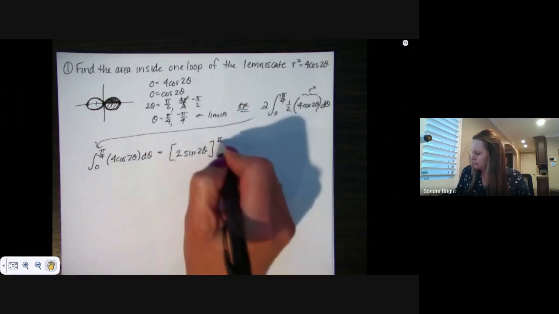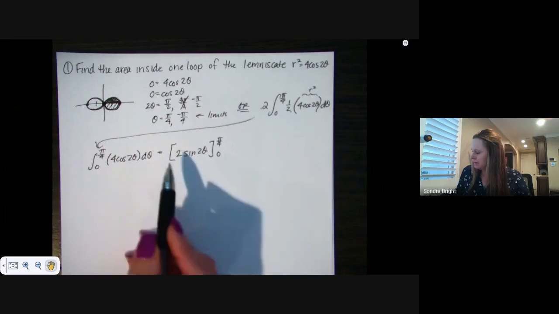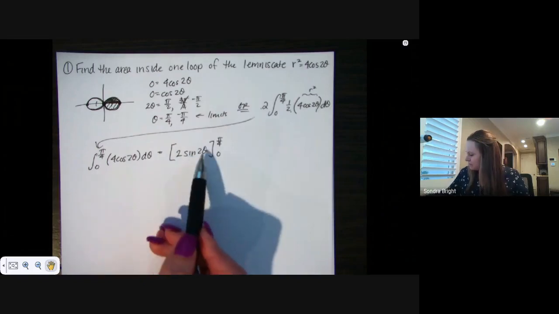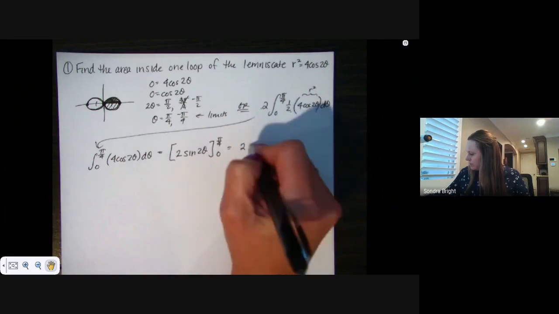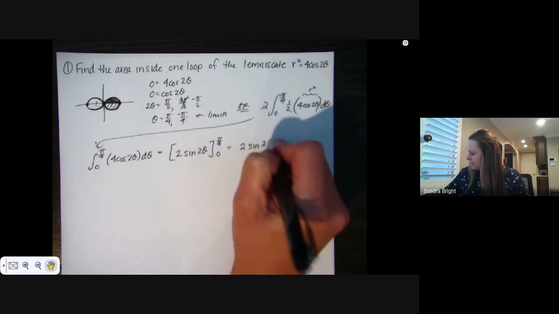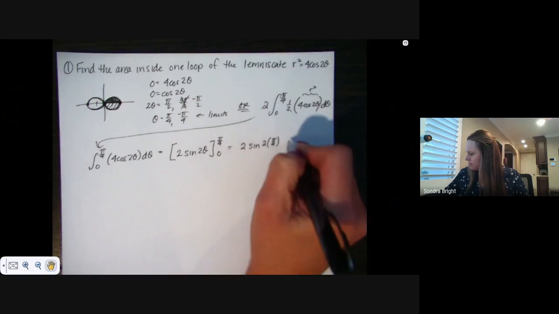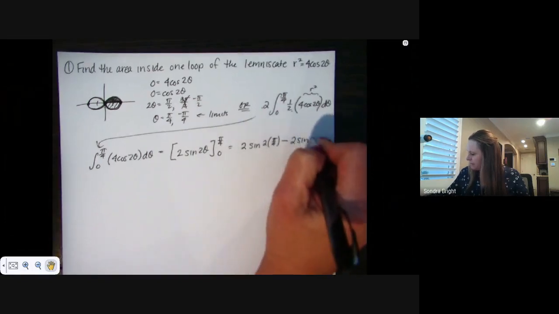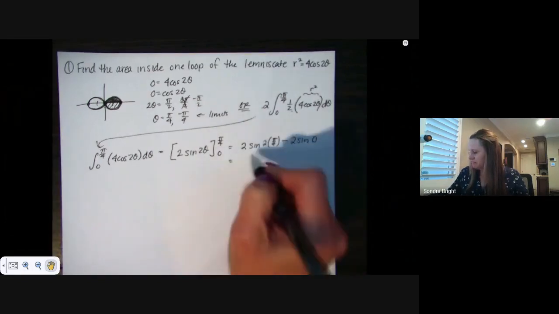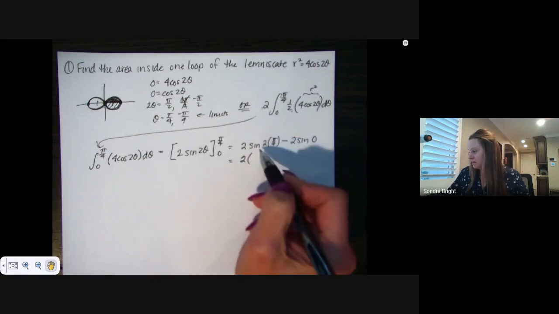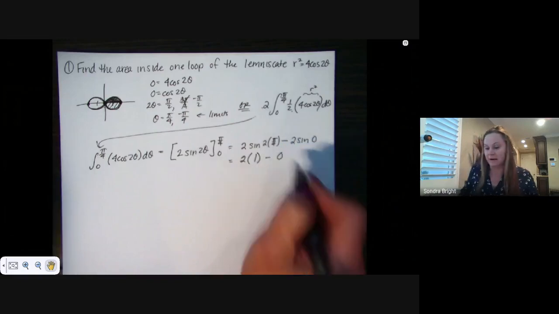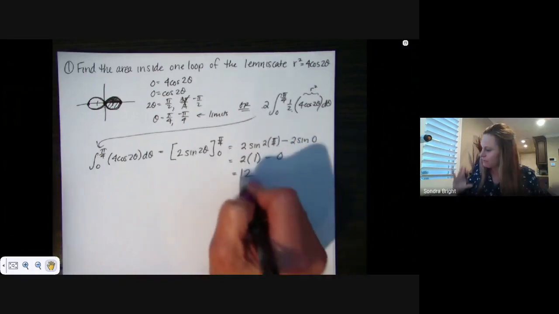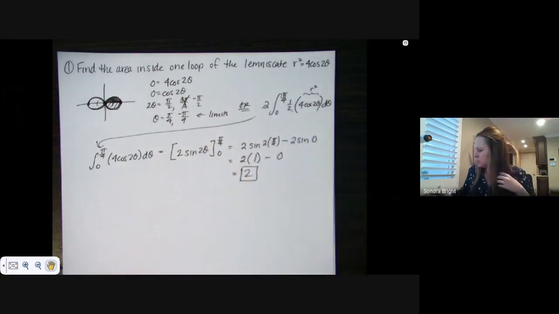Is that right? Cosine 2 theta times 2? Yep. All right, so then that gives me 2 times sine of 2 times pi over 4 minus 2 times sine of 0. And that's 2 times 1. Sine of pi over 2 is just 1, and then minus 0. And so you should have gotten an area of one of those loops. That's all we wanted, just one of the loops, is equal to 2.